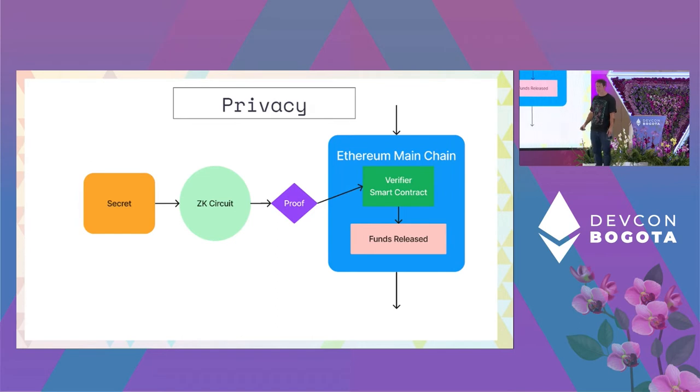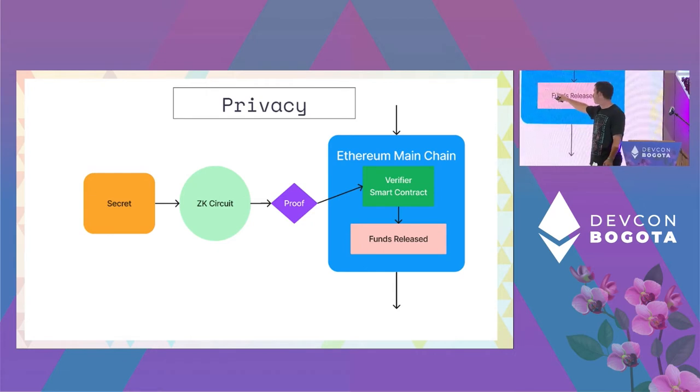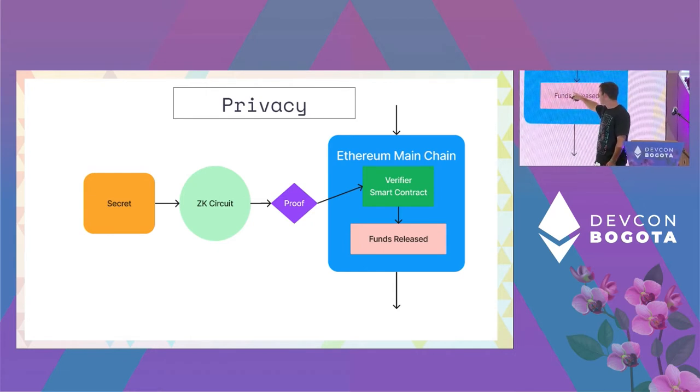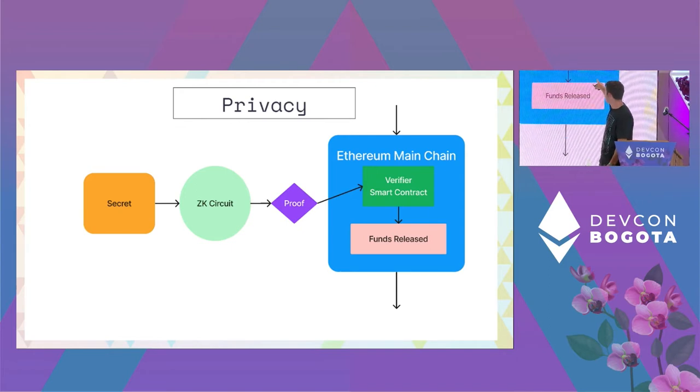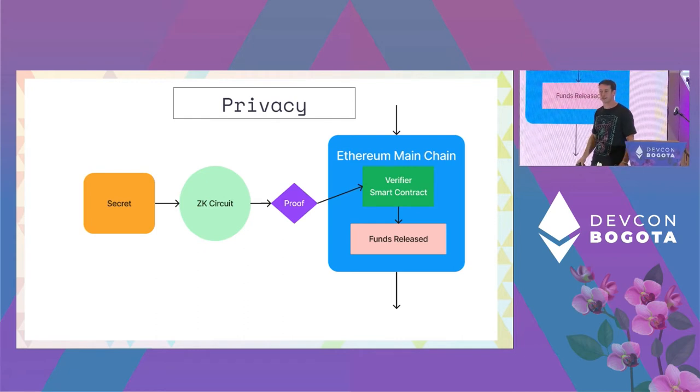Now let's talk privacy. It's very similar. I won't have reveals for you. I'll just go right to it. There's a secret. There's the ZK circuit. You put the secret through. It produces a proof. And then that proof goes on-chain to the verifier smart contract, and funds are released. So that's very similar. That's going to be your mixers, your channel caches, different things.